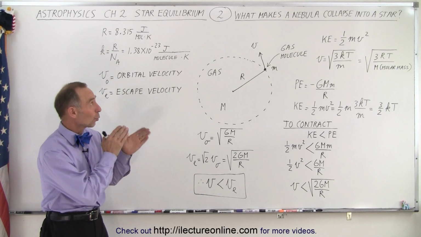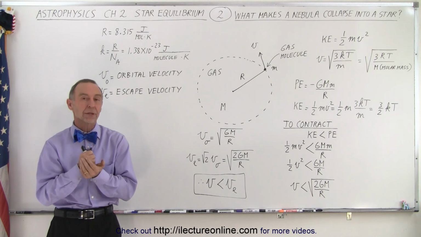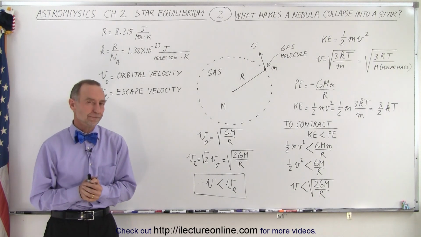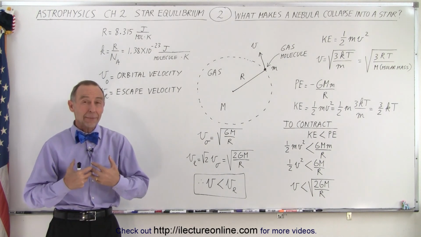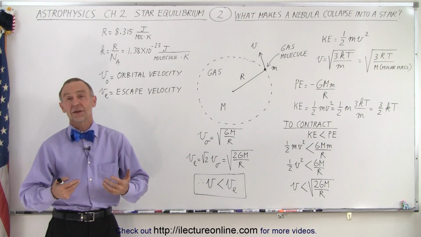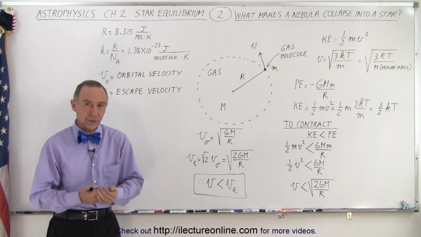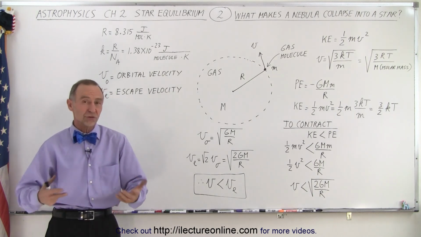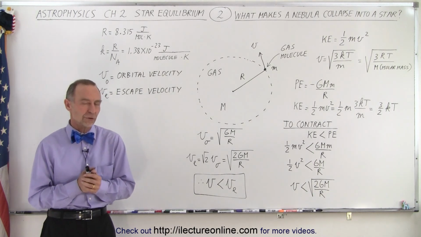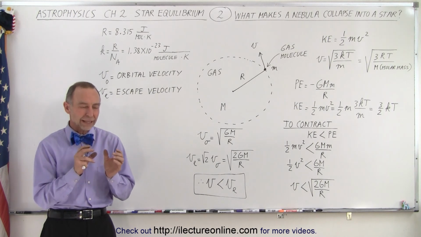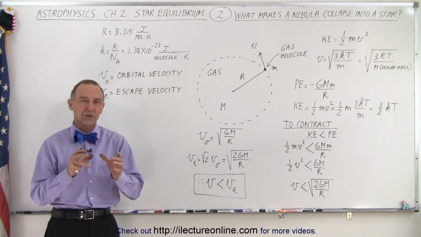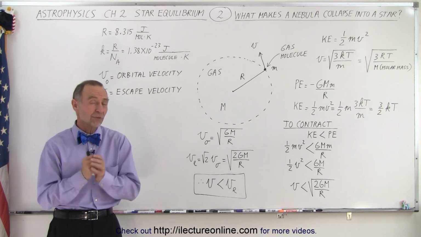Here we're going to answer the question, what makes a nebula collapse into a star? It's not something that happens readily, because if it did, all the nebulas would by now have become stars and no new stars would be born. And we know that star formation is still going strong in many galaxies of the universe. So we know that it does take very special events and very special circumstances.